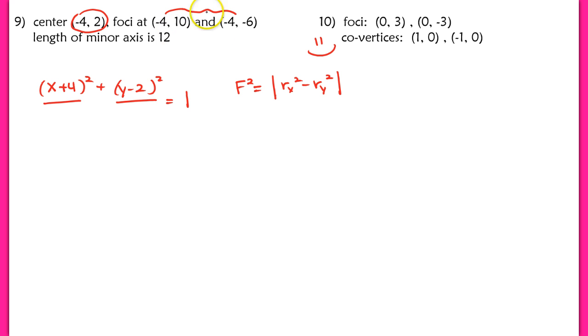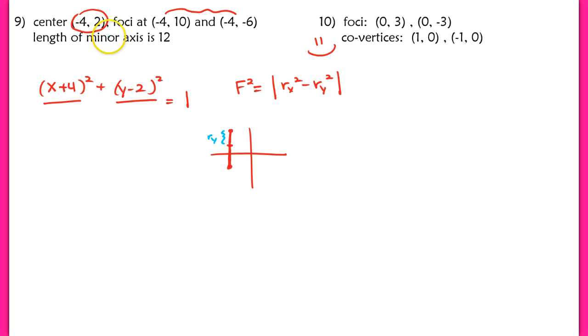But first, let's just talk about what that tells us if the foci are located at (-4, 10) and (-4, -6). Now, if I draw a little sketch here, (-4, 10) and (-4, -6) are something like this, right? Notice that the points lie on top of each other, which means that r sub y is going to be the bigger value. Okay, r sub y is half of that distance here, but that's definitely the bigger value because your major axis means that your ellipse is elongated in the y direction.